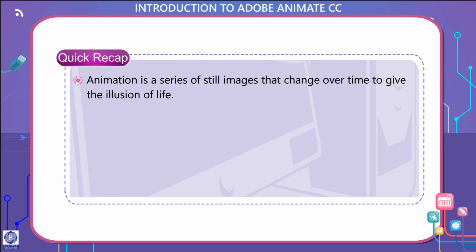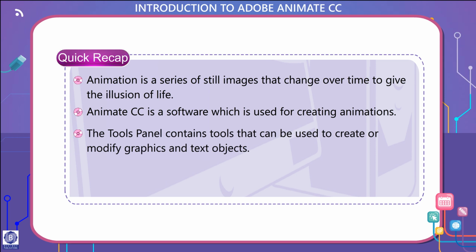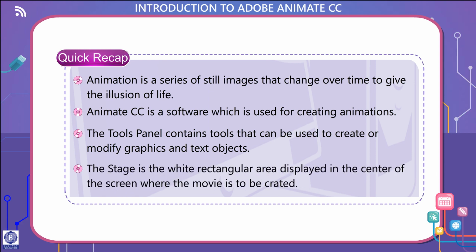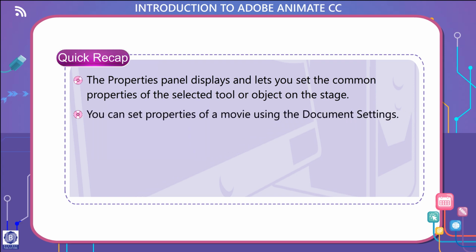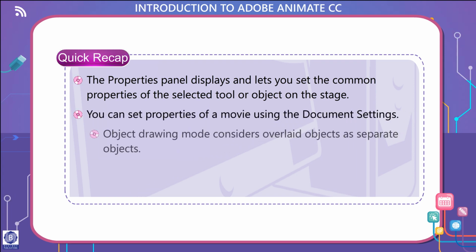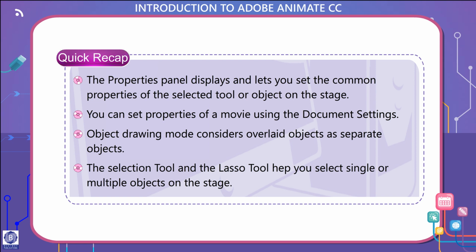Quick recap. Animation is a series of still images that change over time to give the illusion of life. Animate CC is a software which is used for creating animations. The Tools panel contains tools that can be used to create or modify graphics and text objects. The stage is the white rectangular area displayed in the center of the screen where the movie is to be created. The Properties panel displays and lets you set the common properties of the selected tool or object on the stage. You can set properties of a movie using the document settings. Object Drawing Mode considers overlaid objects as separate objects. The Selection tool and the Lasso tool help you select single or multiple objects on the stage.